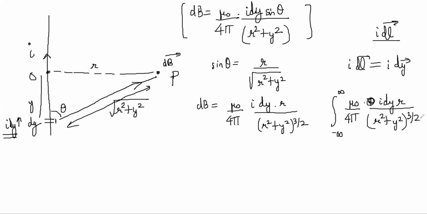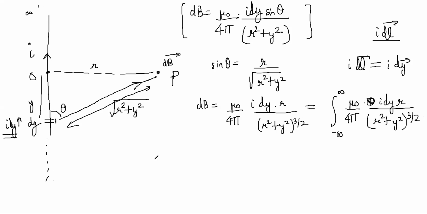We are right now doing magnitude. So ऊपर में जो IDL cross R है, it will be IDL R sin theta. नीचे में R cube, so it becomes IDL sin theta by R square. So you are ending up getting something like this: I dy R by this. Y goes from minus infinity to plus infinity if it is a long wire, right?